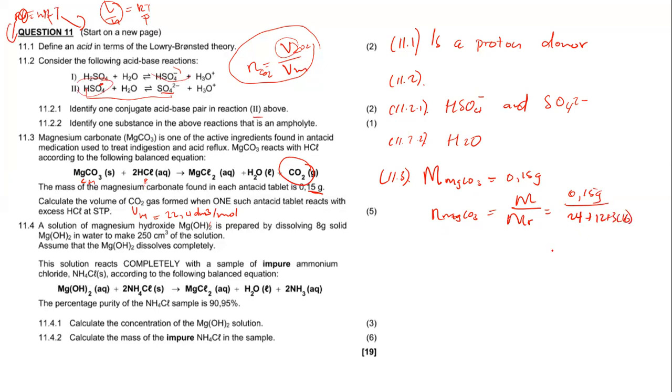And therefore, what will be the number of moles of magnesium carbonate? Do not forget, magnesium carbonate is the limiting reagent because they said HCl is in excess. So we're going to say 0,15 divided by 24 plus 12 plus 3 multiplied by 16. And how much do we get? To 2 decimal places, we get 1,79 times 10 to the power of -3 moles. This is the number of moles of magnesium carbonate.